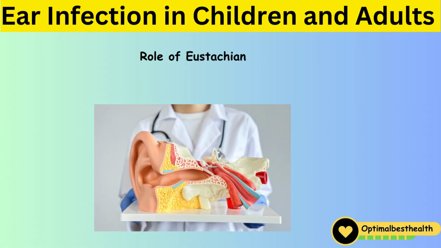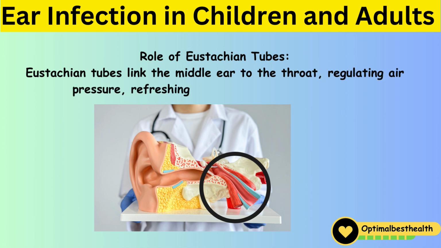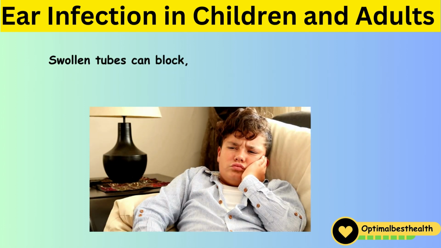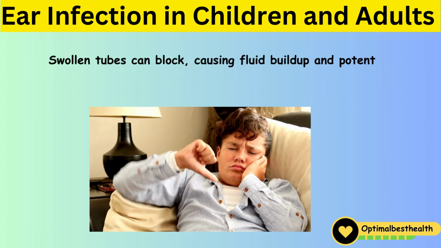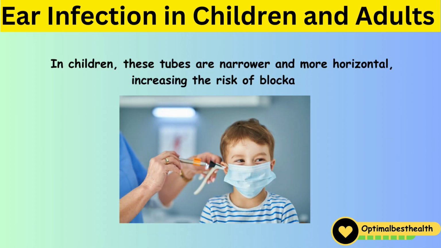Role of eustachian tubes. Eustachian tubes link the middle ear to the throat, regulating air pressure, refreshing air, and draining secretions. Swollen tubes can block, causing fluid buildup and potential infection. In children, these tubes are narrower and more horizontal, increasing the risk of blockage.